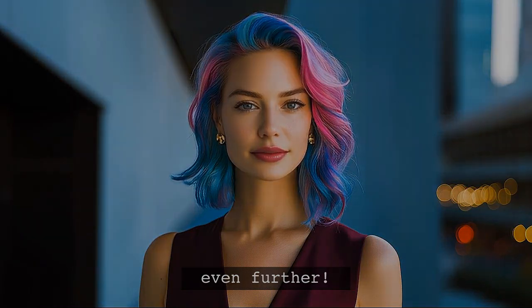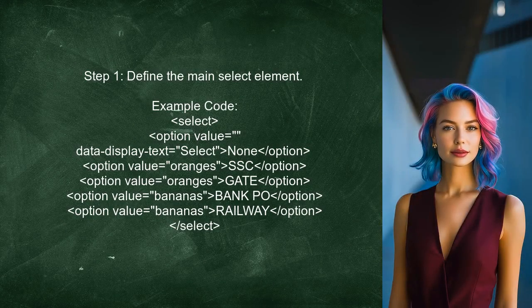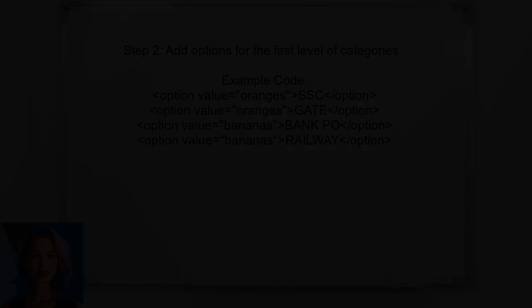To create a multi-level drop-down menu using the select and option method, the user should start by defining the main select element. This will serve as the primary drop-down. Next, the user should add options for the first level of categories. Each option will represent a different category, such as SSC, Gate, Bankbo, and Railway.